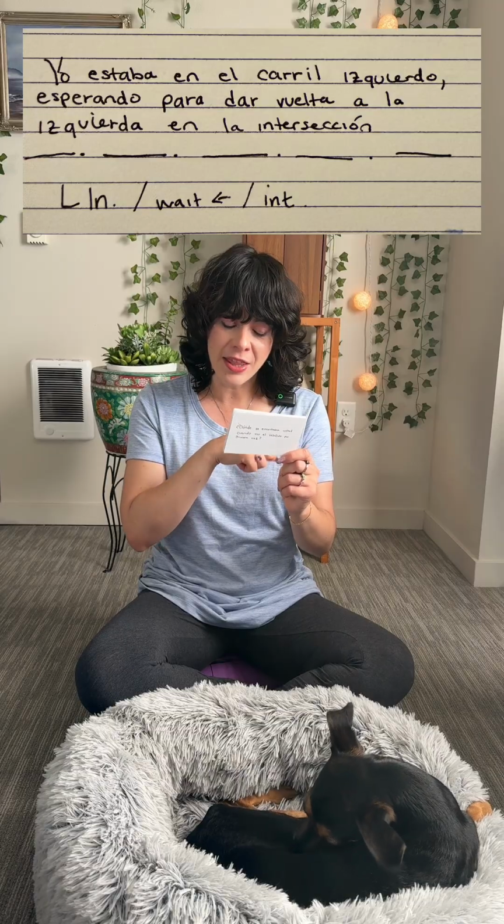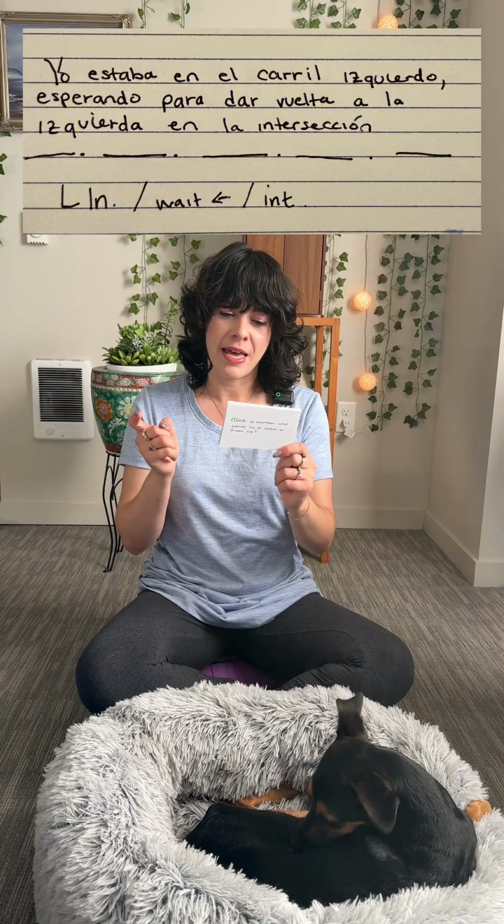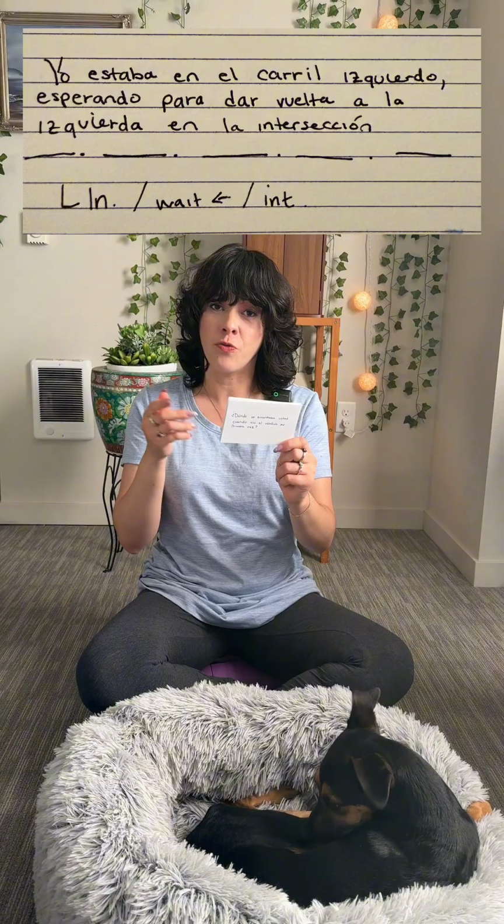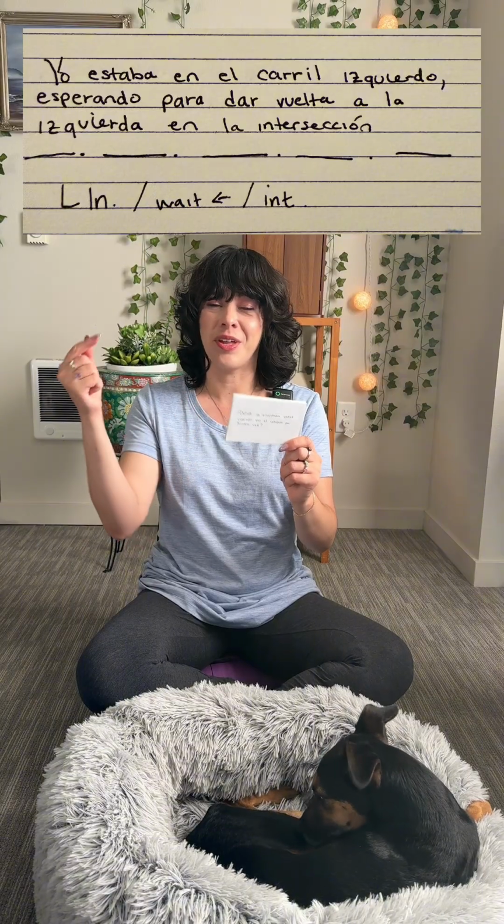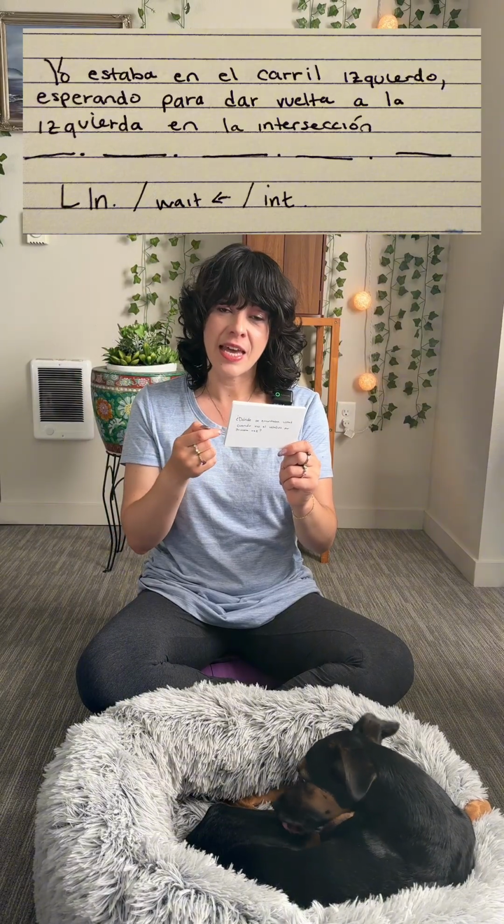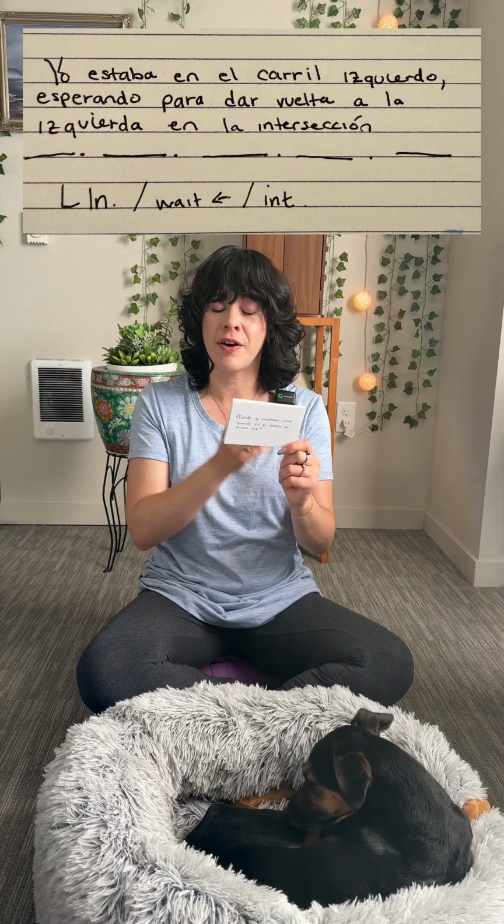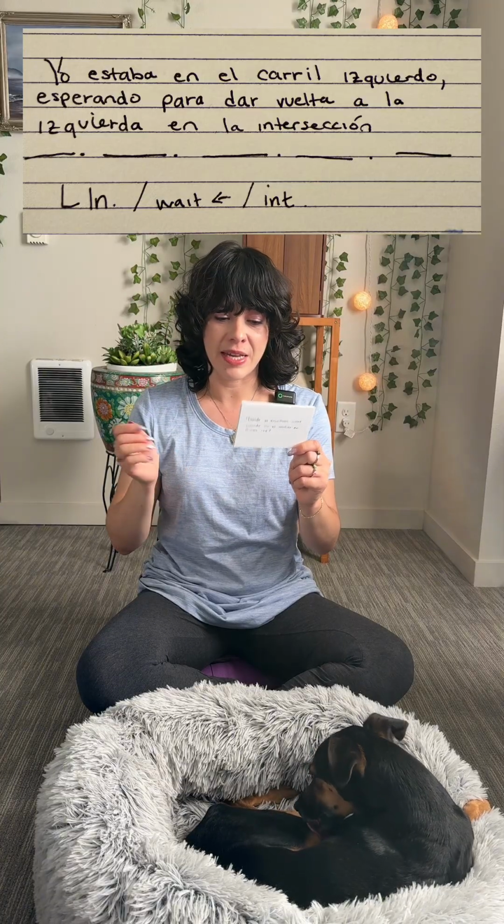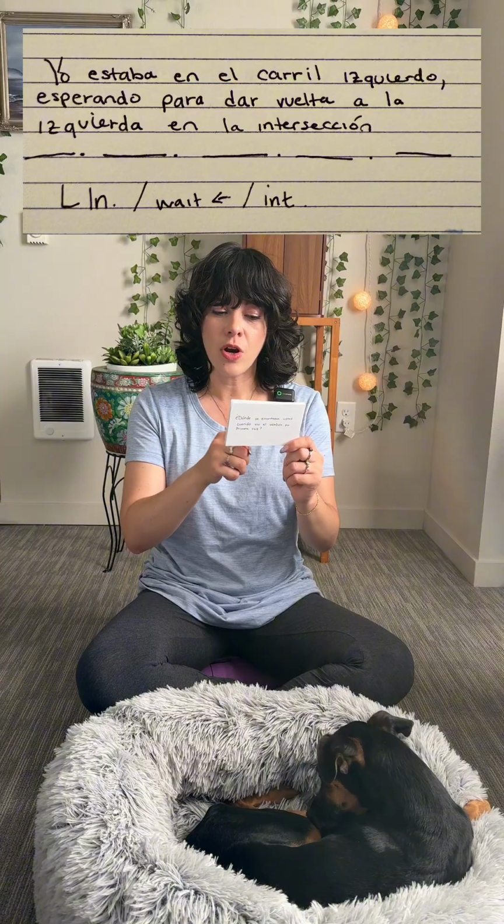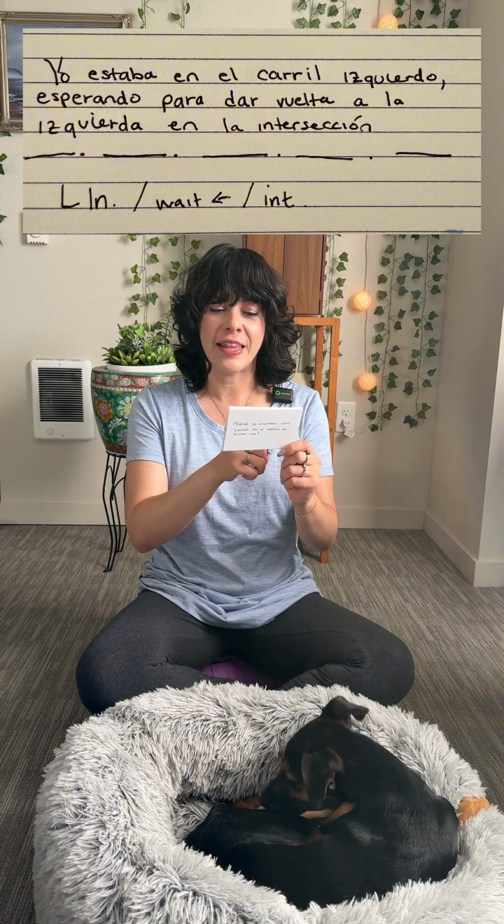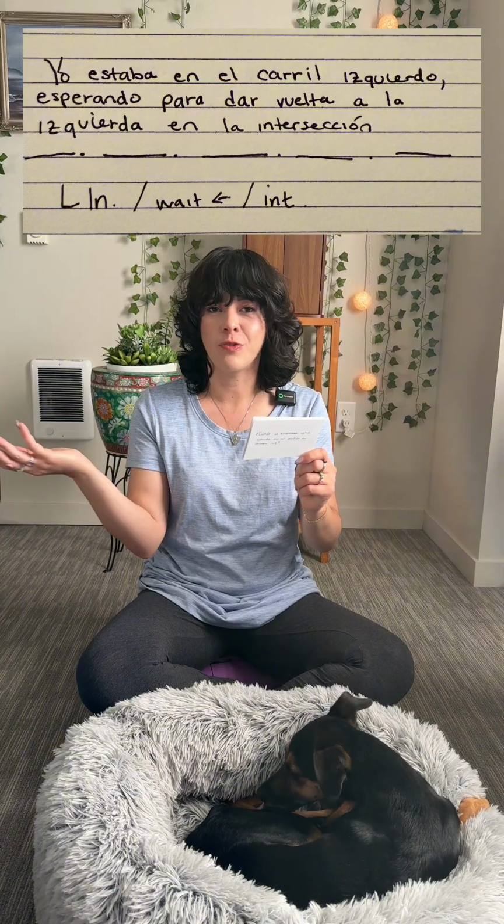And esperando para dar la vuelta a la izquierda. So my note for that, wait with a little arrow pointing to the left. And as you can see in the screenshot above, my ideas are separated by slashes. And then where are we waiting to go left? At the intersection. So the last note, just intersection. Some people can just memorize this, but some people write more notes, some people less, but you can't write the full thing.